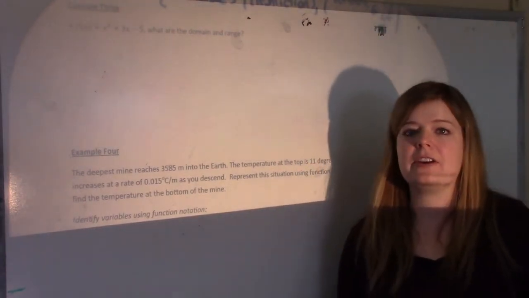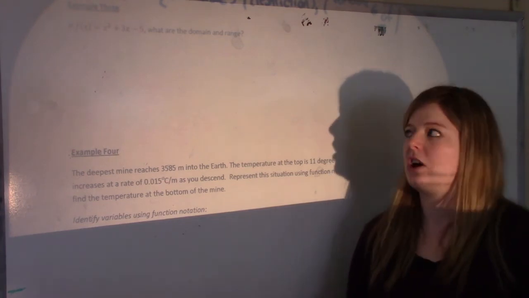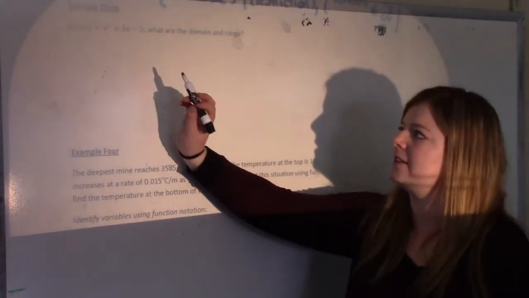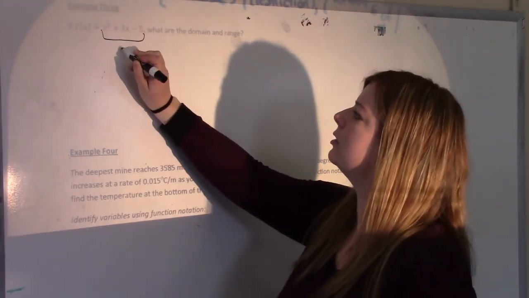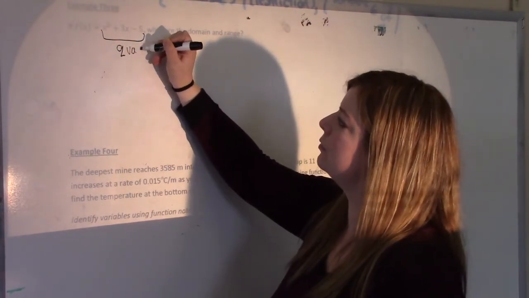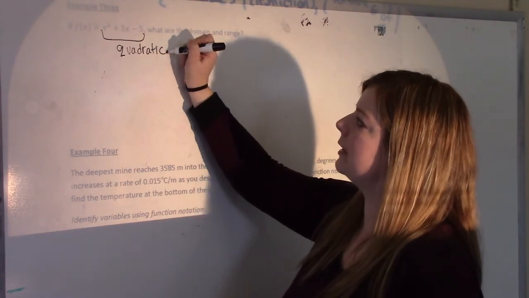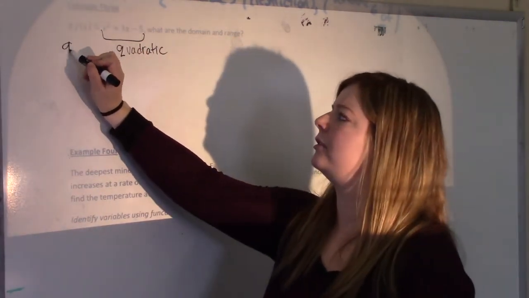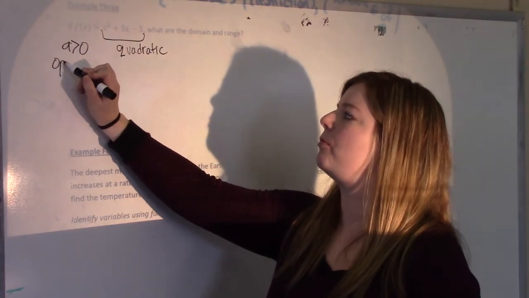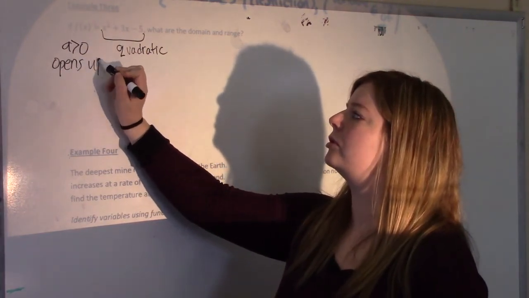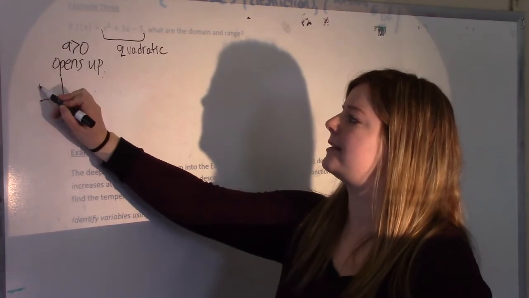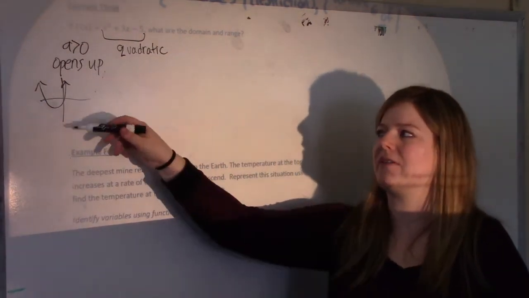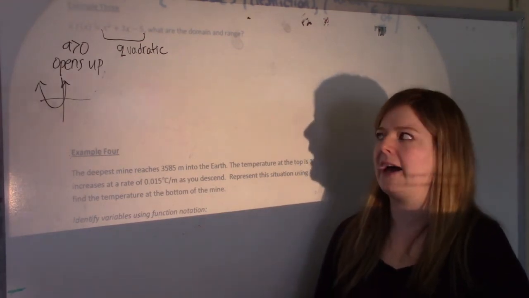Okay, so if you're given a function and I ask you what the domain and range are, you can now use the proper notation to tell me this. So this is a quadratic. And let's think about what this looks like. The a value is positive, so therefore it opens up. So it looks something like this. Okay, we don't know where it is. All I really care about is that you can visualize that it's a parabola opening up like that.